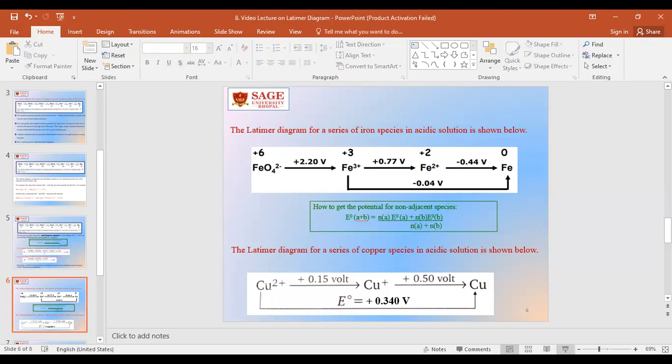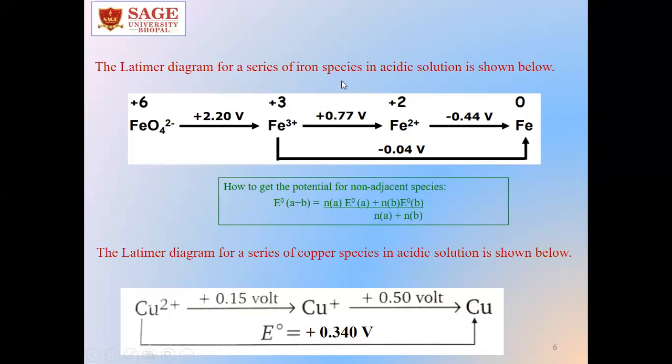Now we see the same Latimer diagram for a series of iron species in acidic solution. This is the diagram: FeO4 2 minus to Fe3 plus, then to Fe2 plus and Fe. The oxidation state changes from +6, +3, +2 to 0, and the potentials are written above the arrows.